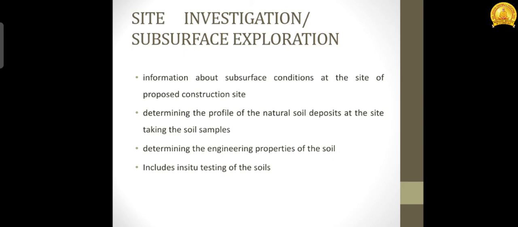We will be able to obtain the characteristics of soil at the site by doing site investigation. It is required in one form or the other in all kinds of big engineering projects. It consists of determining the profile of the natural soil deposits at the site by taking out the soil samples and determining the engineering properties of soil like shear strength, bearing capacity, optimum moisture content, etc.